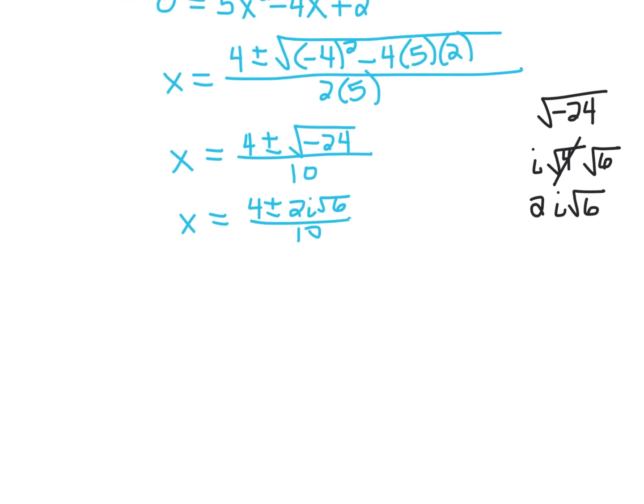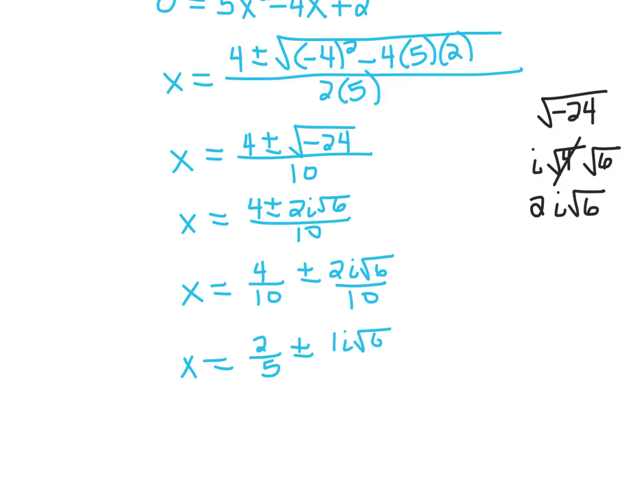So let's split this up into a plus bi form, and then we'll simplify. So we have x equals 4 over 10, and then plus and minus 2i radical 6 over 10. And then when we simplify, 4/10 simplifies to 2/5, and then 2/10 simplifies to 1/5. So we have 1i radical 6 over 5. Now, the way that this is written, first thing, you do not need that 1 in front of the i, so if you prefer to erase that, you can.